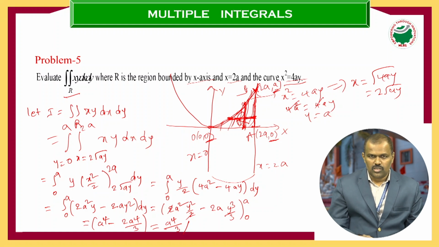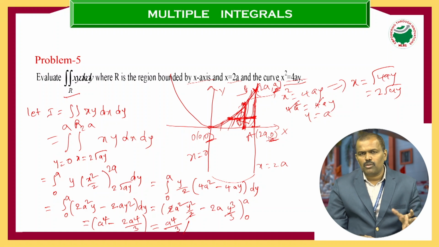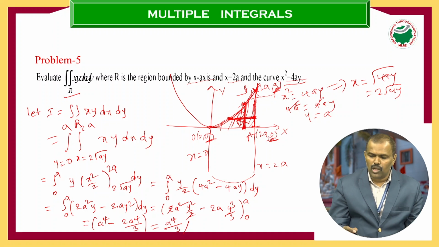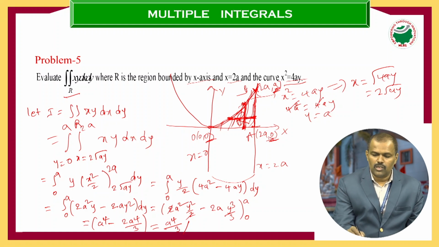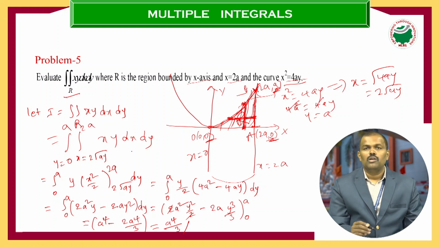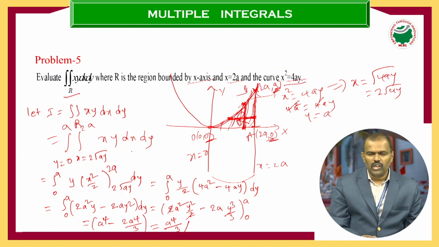So with constants, now it's time for doing with respect to y. Integral of 2a square y minus 2ay square dy. In most of the problems we can use the standard formula: integral of x power n dx is equal to x power n plus 1 by n plus 1. We will use this formula in most of the problems. So here integral of y is y square by 2, and integral of y square is y cube by 3.